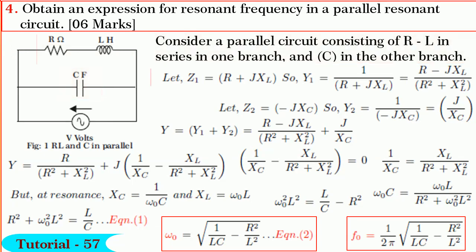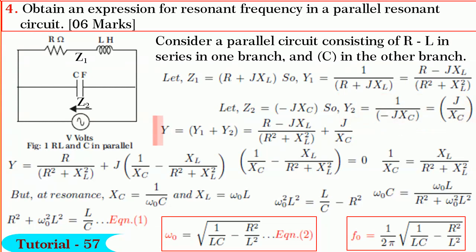Let Z1 is equal to R plus JXL, so Y1 is equal to 1 divided by R plus JXL. By rationalizing and solving, we get Y1 is equal to R minus JXL divided by R square plus XL square. Similarly, let Z2 is equal to minus JXC. So, Y2 is equal to 1 divided by minus JXC and that is equal to J divided by XC.